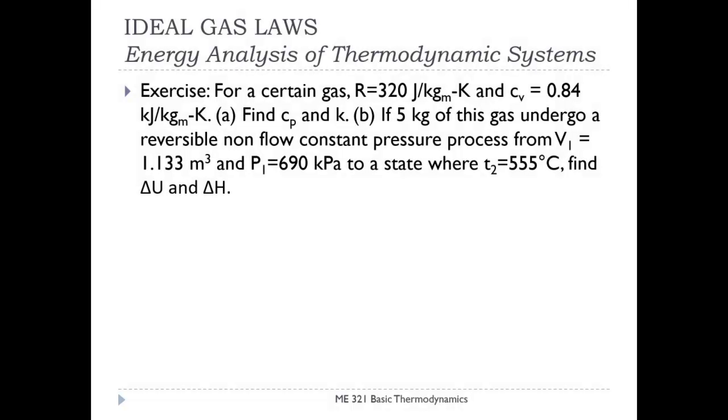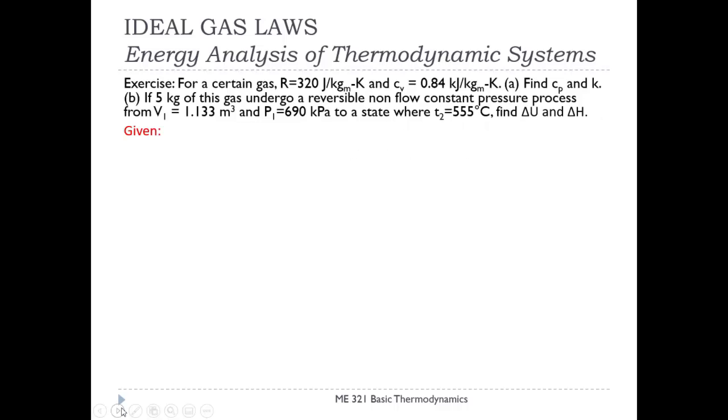This is the second problem. Kindly read and understand what is being required. We are given the gas constant and the specific heat at constant volume of the gas. From these two values, we need to find the specific heat at constant pressure and the specific heat ratio of the gas.